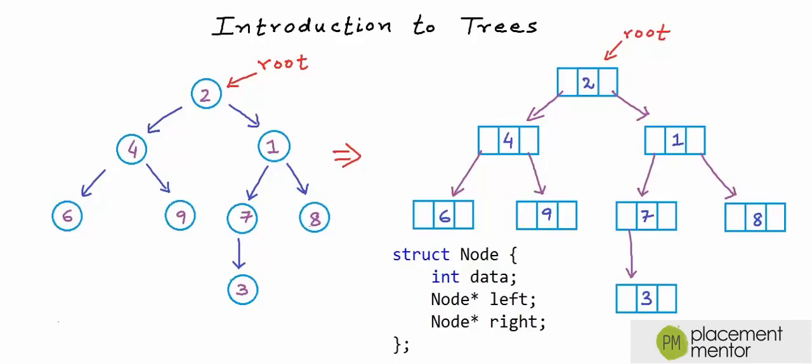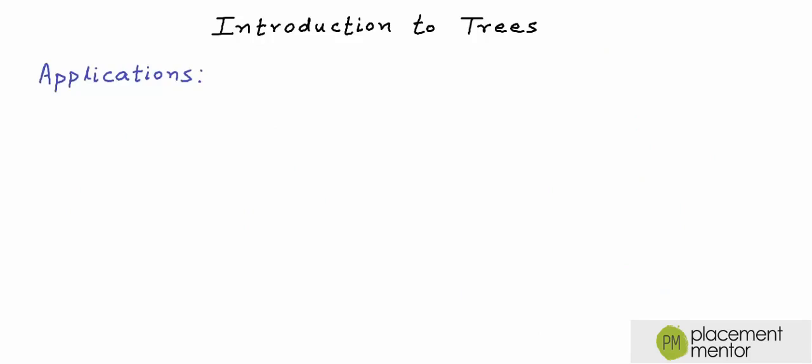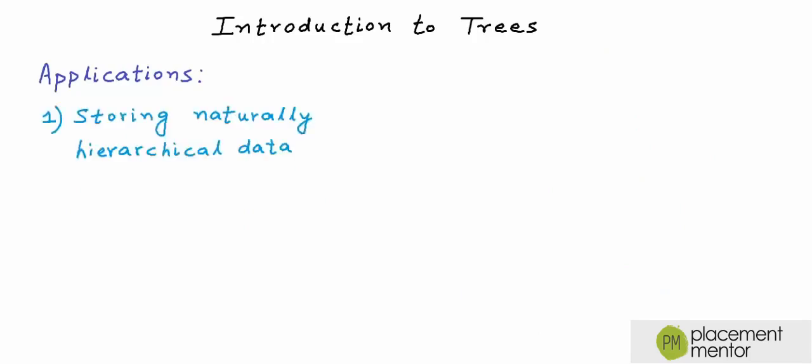But in the beginning we had said that storing naturally hierarchical data is not the only application of tree. So let's quickly have a look at some of the applications of tree in computer science. First application, of course, is storing naturally hierarchical data. For example, the file system on your disk drive, the file and folder hierarchy, is naturally hierarchical data. It's stored in the form of tree.